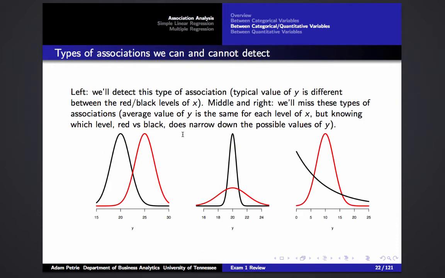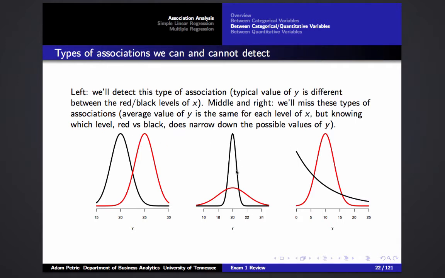Okay, so when we restrict ourselves to that way of analyzing the problem, we're going to be able to detect associations where the different levels of x do differ in their typical values of y. So we'll be able to detect associations that look like this. Imagine we have two levels of x, basically the black group and the red group. Here we see that the typical value for the black group is around 20, the typical value for the red group is around 25. Very different typical values. Our test is going to be able to pick up on that and determine that, hey, there's an association going on. These two groups have different typical values of y.